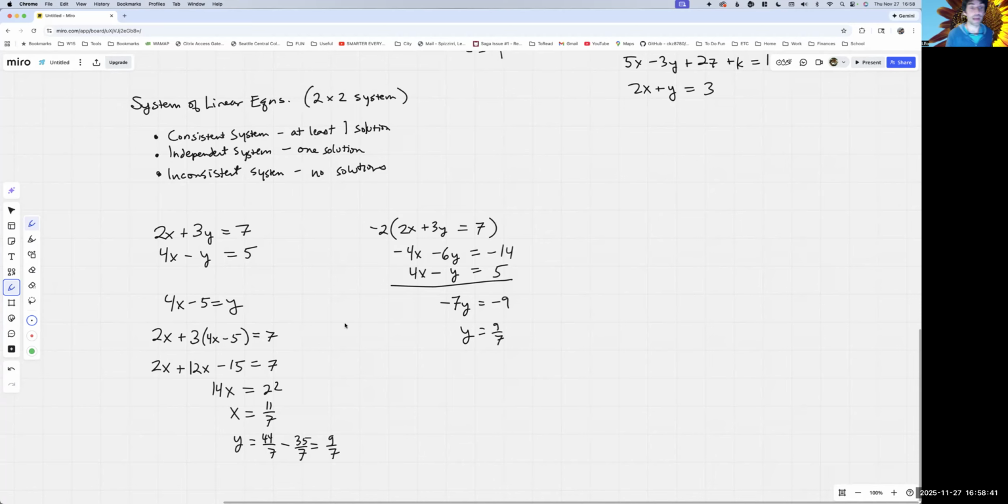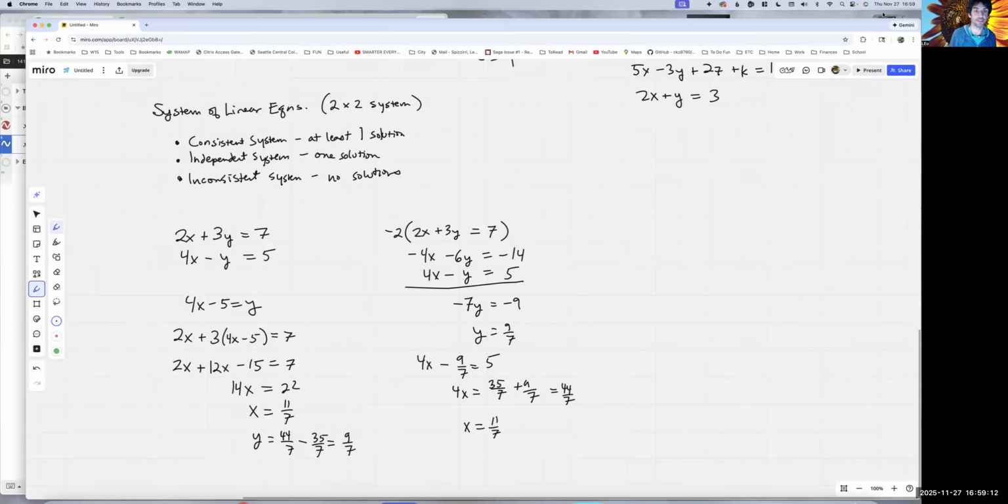And then we could come back. We could use either equation. Maybe I plug 9/7 into that second equation. Equals 5. So 4x equals, so this is 35 over 7 plus 9 over 7, which is 44 over 7, and then divide both sides by 4, and I get 11/7 again. So as we expect, gives us the same answer.